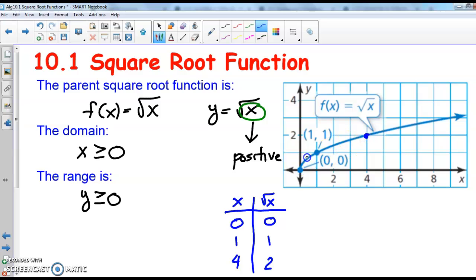The graph will be rising to the right, so it's continuous. It's increasing from 0 to positive infinity. So it's up to you how many perfect square numbers you're going to use. So this is 9, and the square root of 9 is 3. There you go. So I hope that gives you an idea of what a square root function is.